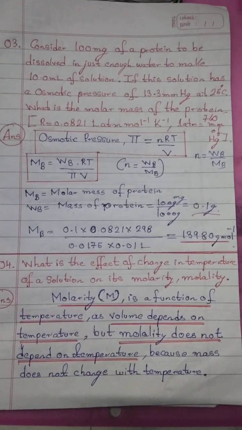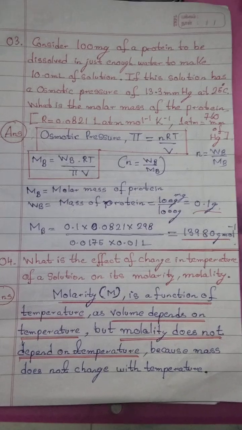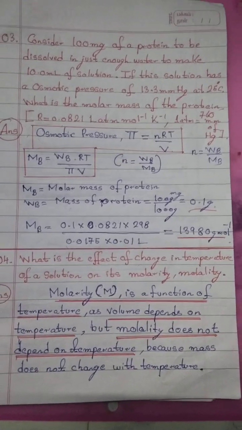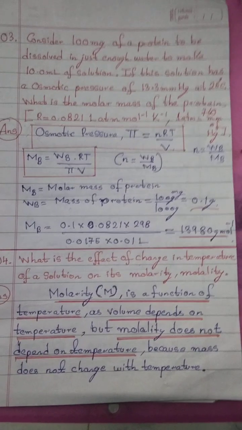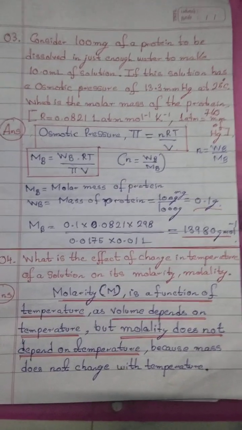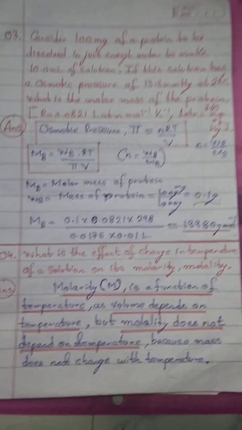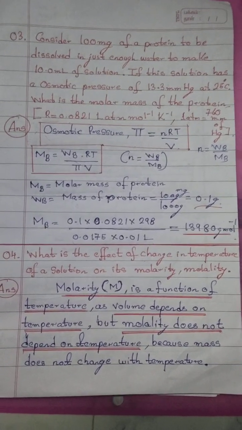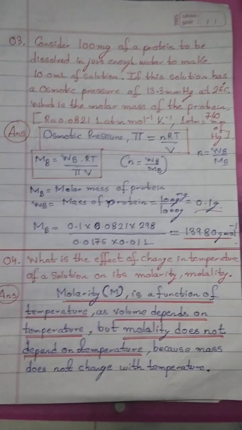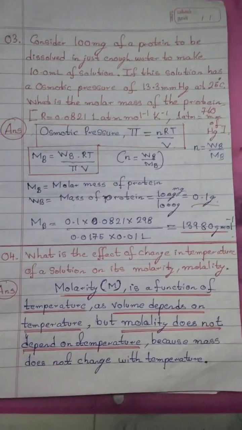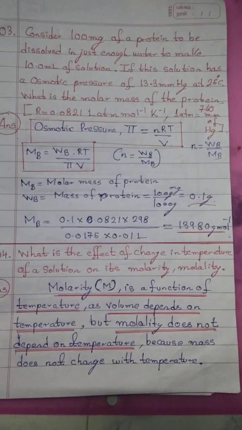Molarity, capital M, is a function of temperature, as volume depends on temperature, whereas molality, small m, does not depend on temperature because its mass does not change with temperature. Only volume changes with temperature and mass does not change with temperature. Hence, molarity is a function of temperature, whereas molality is not a function of temperature.